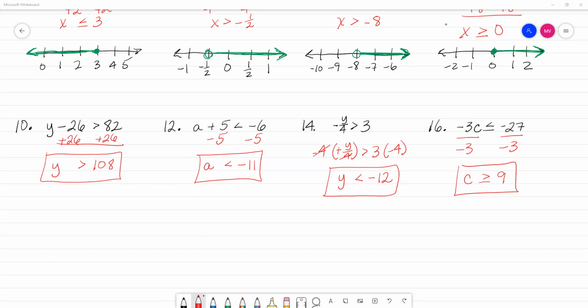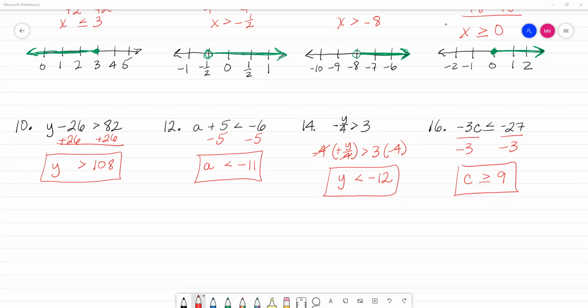Hopefully the only tricky ones were 14 and 16. It's also possible that you forgot you were subtracting a -5 from a -6, so you needed to add those like terms for number 12. But for number 10 and 12, because you're using addition, you do not change the sign, even though you do have a negative for number 12. 14 and 16, one you're multiplying, the other one you're dividing, but they're both negatives. So you have to switch your inequality sign.